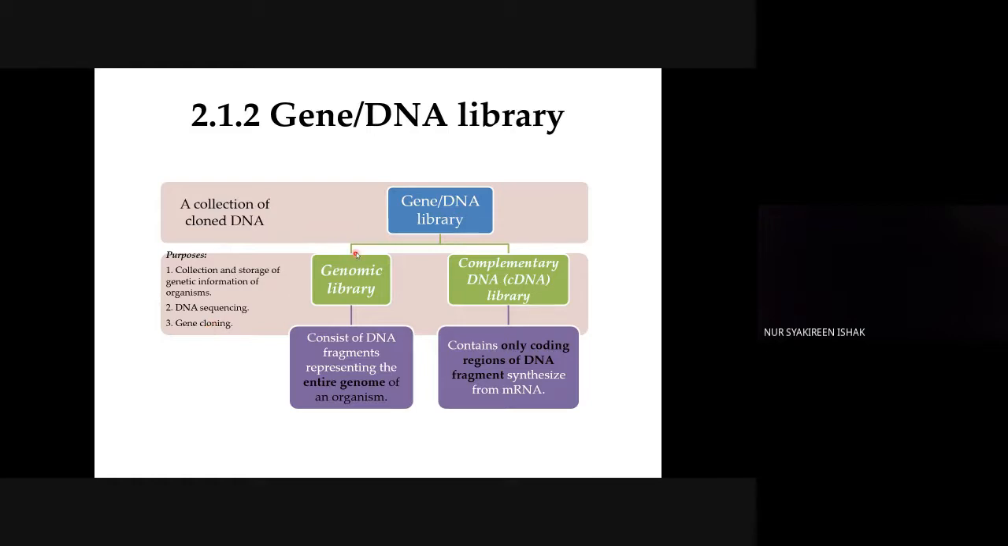So DNA library is divided into two, which is genomic library and also complementary DNA library, cDNA library. The c must be small in cDNA library. So for genomic library, it consists of DNA fragments representing the entire genome of an organism.